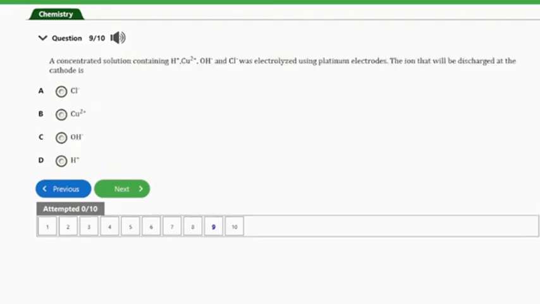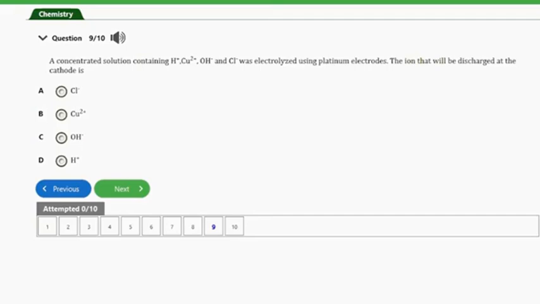It says, a concentrated solution containing hydrogen ion, copper ion, hydroxyl ion, and chloride ion was electrolyzed using platinum electrode. The ion that will be discharged at the cathode is A, chloride, B, copper, C, hydroxyl, and D, hydrogen ions. So guys, already we know the answer to this question, and that would be the positive ion here, since it was discharged at the cathode. So it will be the positive ion here, guys, and that's the copper ion. So that's it for that.